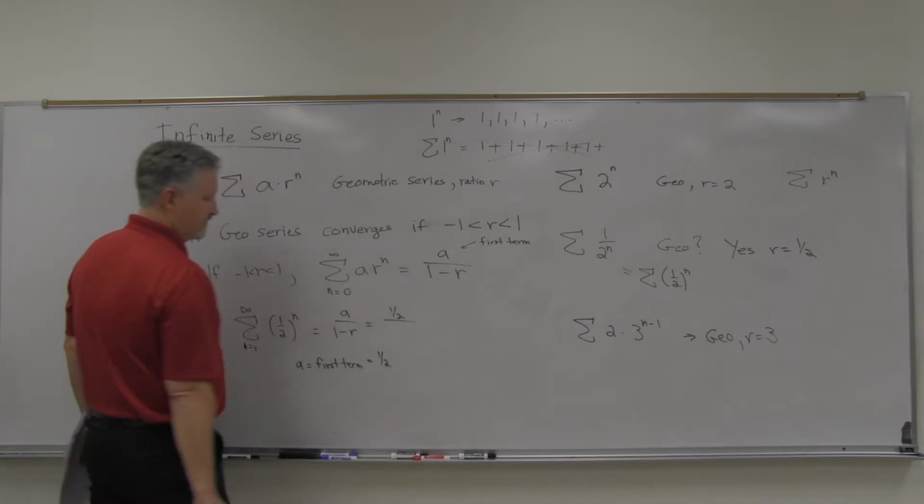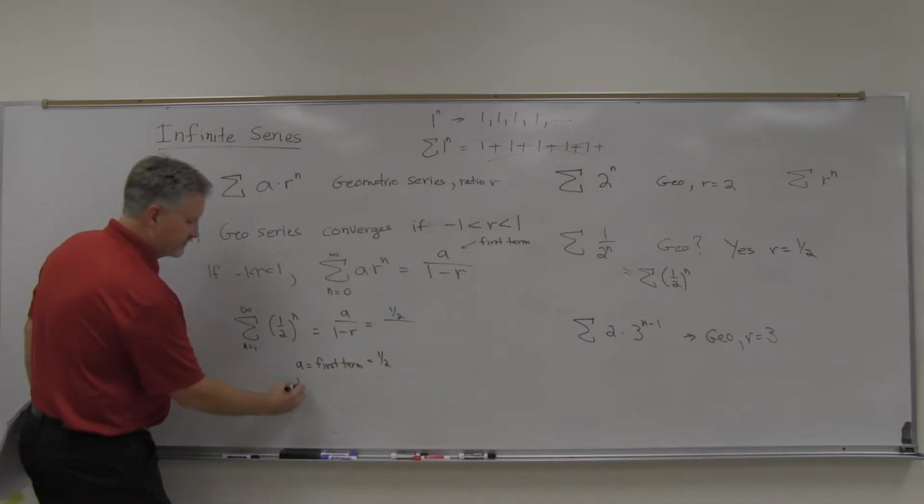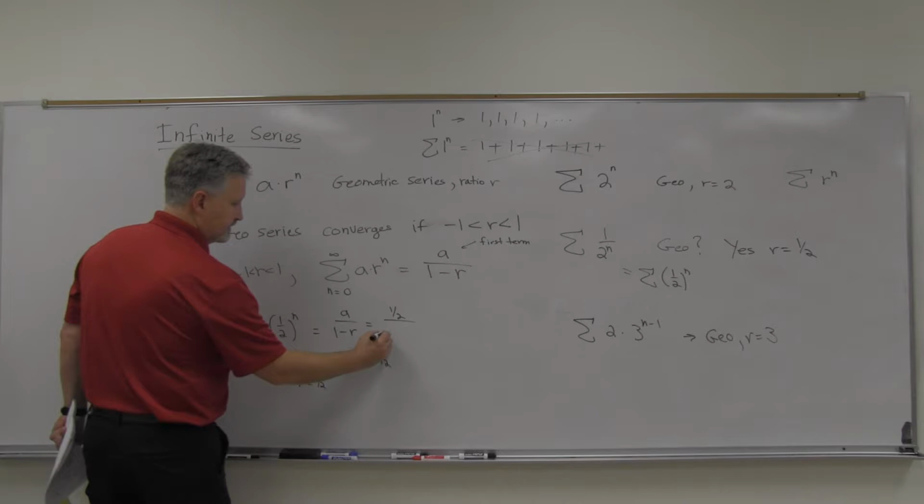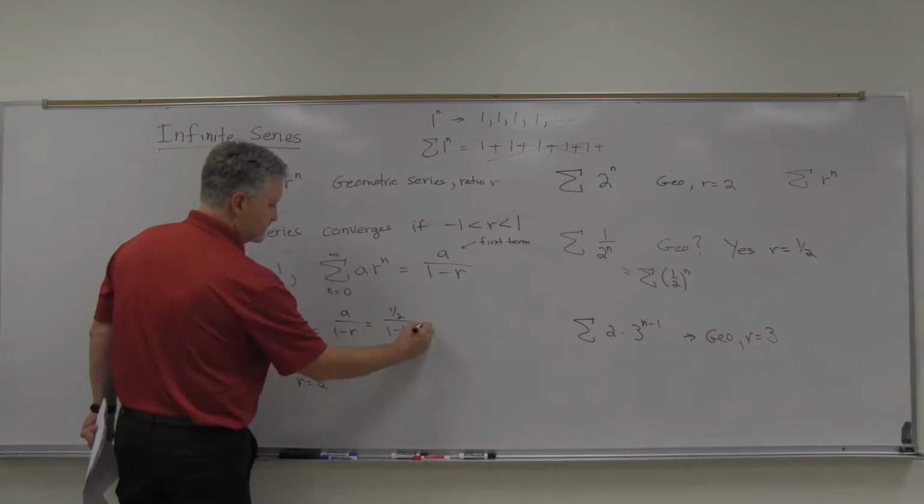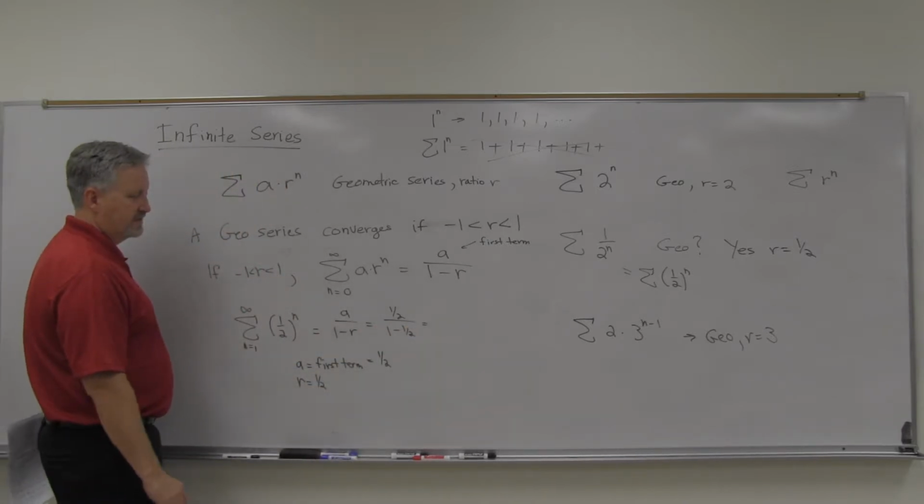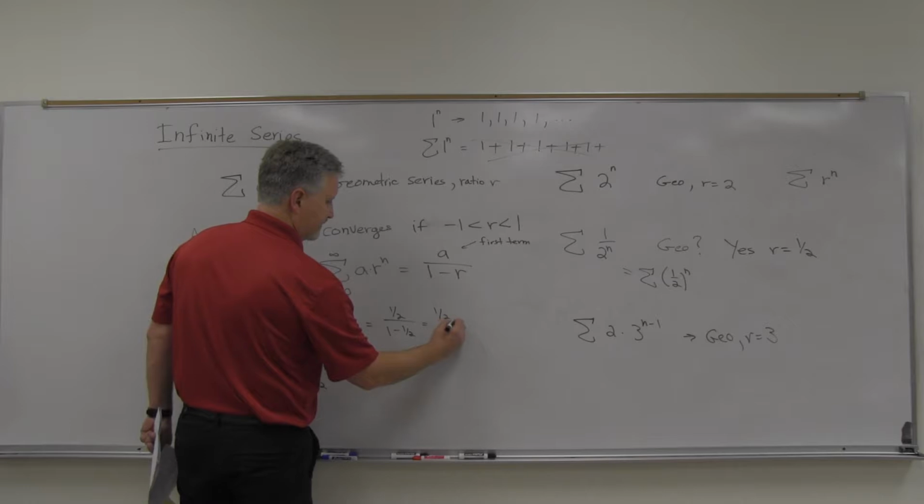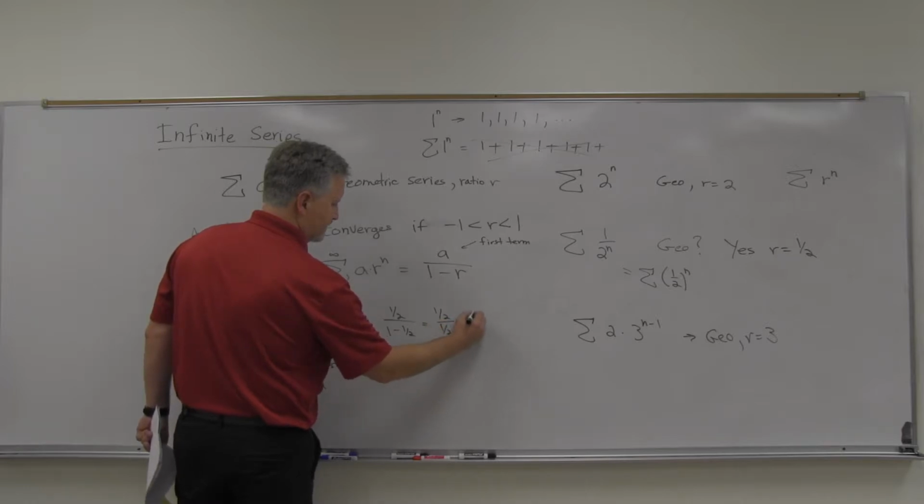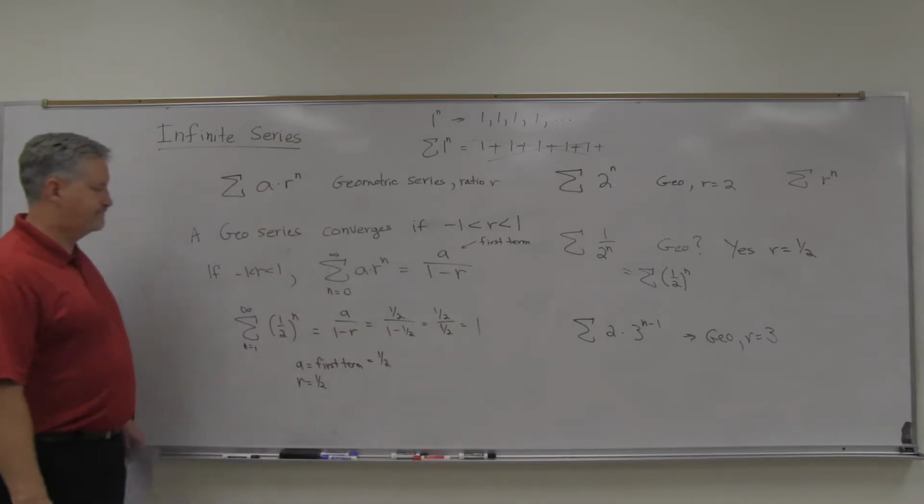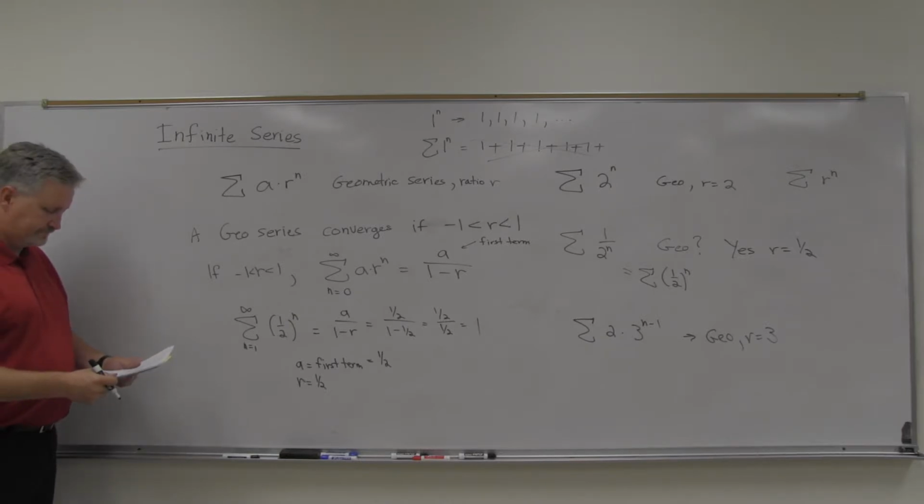In this case, the first term is 1/2. The ratio is also 1/2. Those two won't always be the same, but in this case they are. So this actually is 1, isn't it? 1/2 divided by 1/2 is 1. We'll do some more.